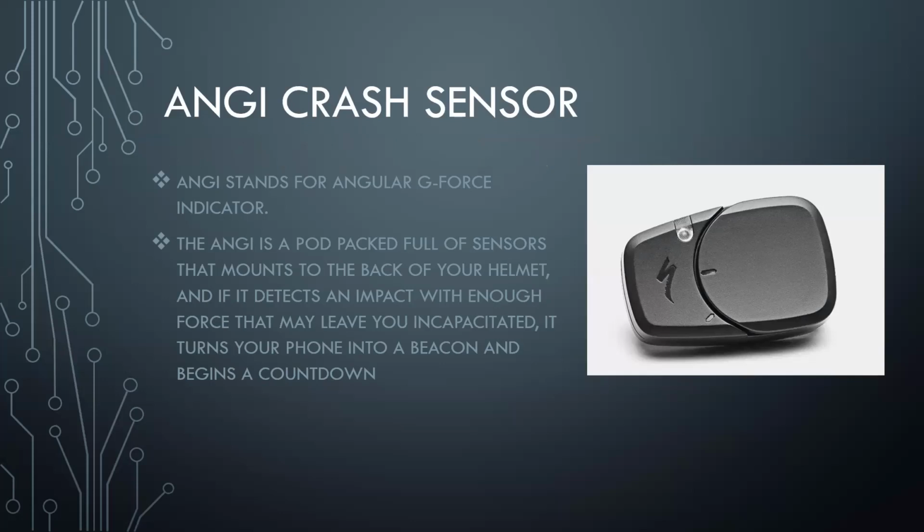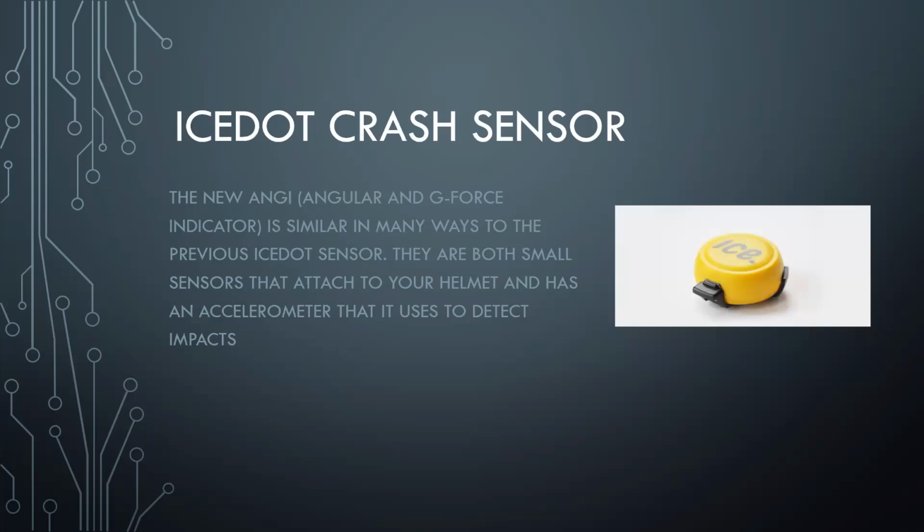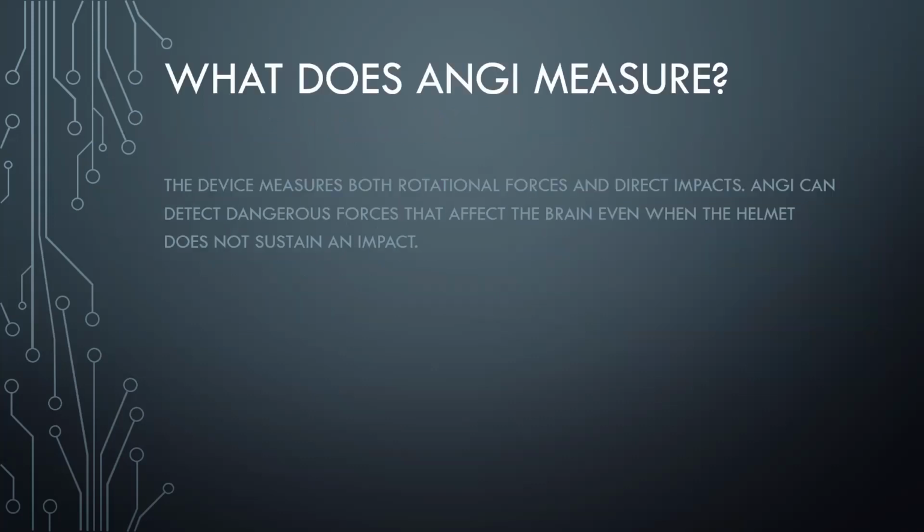Similar to this, an ICEdot crash sensor has also been developed, which is a new ANGI, or Angular G-form Indicator, similar in many ways to the previous ICEdot sensor. They are both small sensors that are attached to your helmet and detect impact. A question to be raised is, what does ANGI measure? The device measures both rotational forces and direct impacts, and ANGI can detect dangerous forces that affect the brain when the helmet does not sustain an impact.